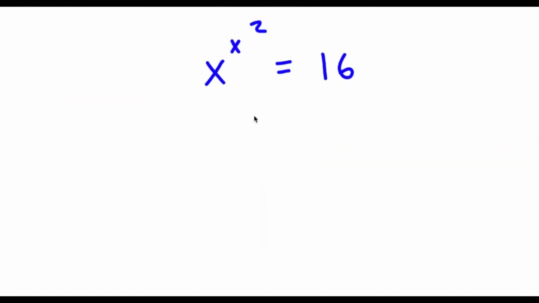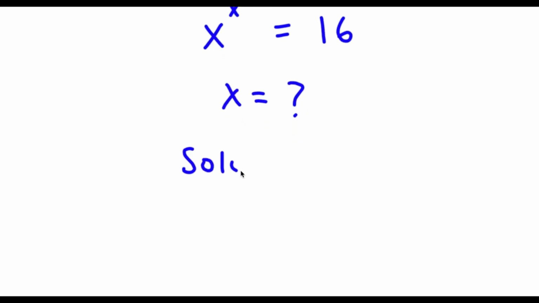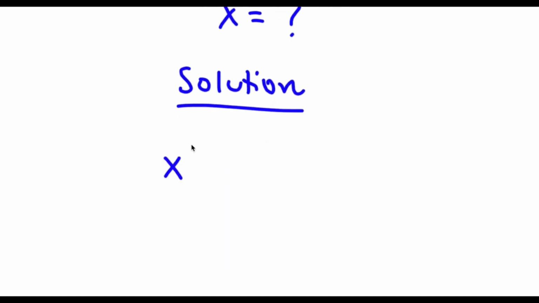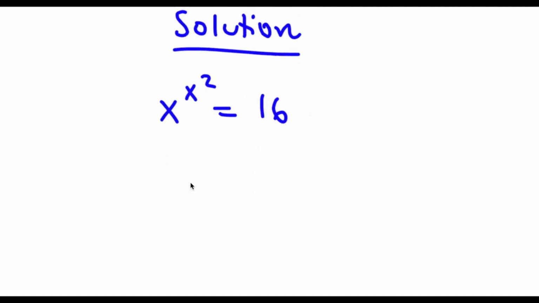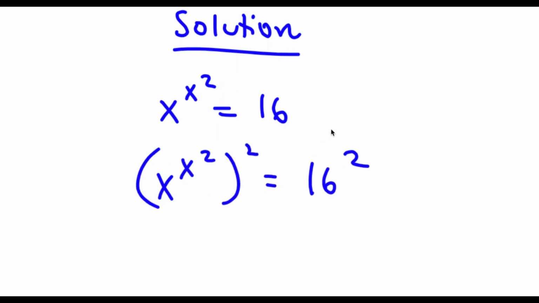All right, so I have x to the power of x to the power of 2 is equal to 16. So I want to find the value of x here. For my solution, first start with x to the power of x to the power of 2 is equal to 16. Now I'm going to take the power of 2 on both sides. So now I have x to the power of x to the power of 2 to the power of 2 is equal to 16 to the power of 2.